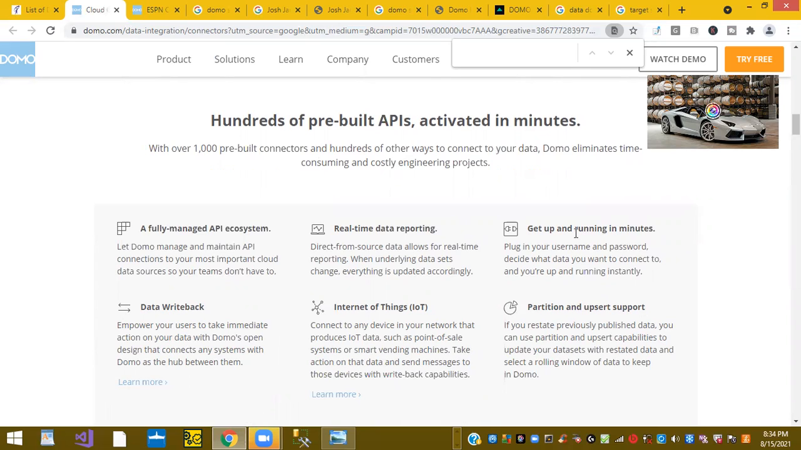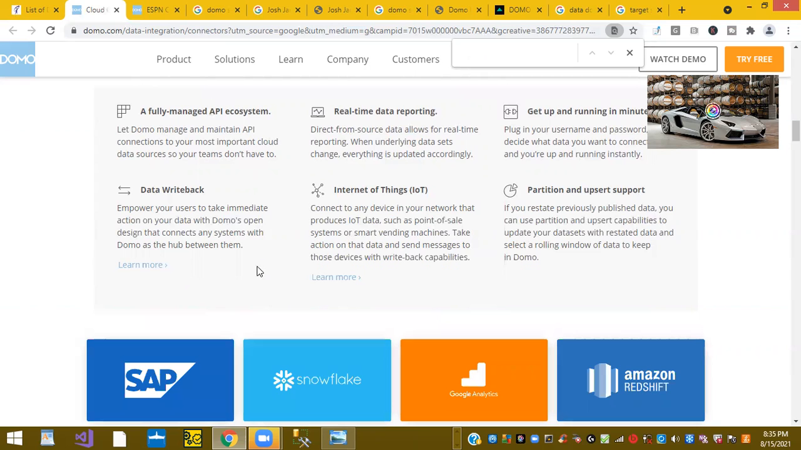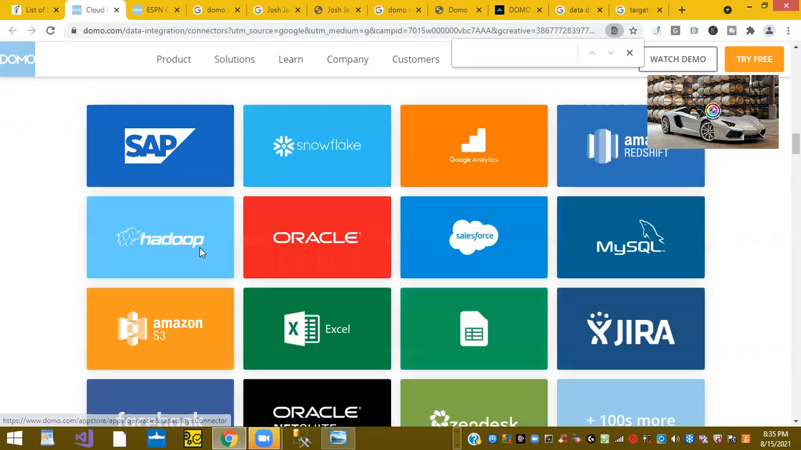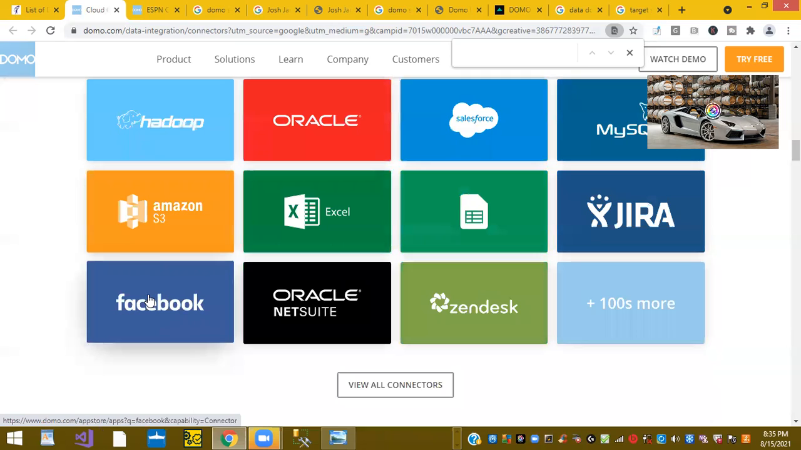So as soon as they get the API and they get the token from the partner, or the partner gets the token from Domo, they're up and running. A fully managed API ecosystem lets Domo manage and maintain API connections to the most important cloud data sources your teams have. So again, some of these other partners: SAP, Snowflake, Google Analytics, Amazon Redshift, Hadoop, Oracle, Salesforce, all the big names that you've come to know, they have pre-built connectors.